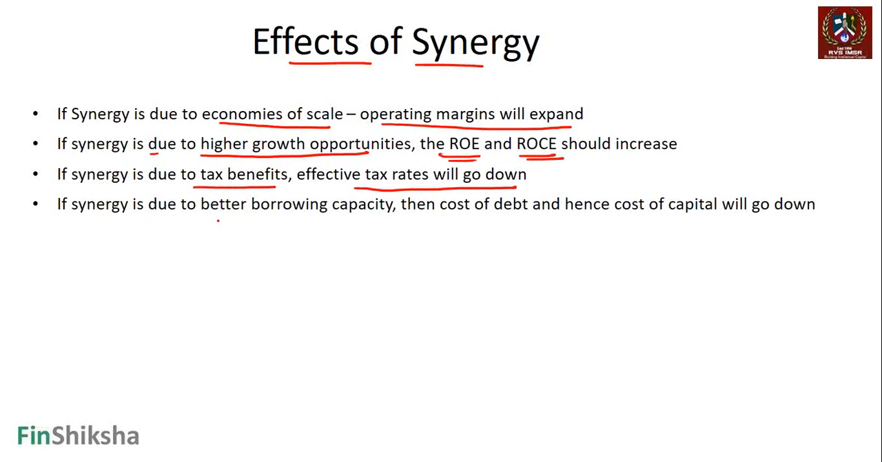Finally, if synergy is due to a better borrowing capacity, then cost of debt will go down and consequently weighted average cost of capital will go down, right? In mergers, you could probably have a combination of some of these or all of these present. So it's quite possible that it's not just one single entity or thing that you're looking at, but possibly the combination that's happening because of the entire set of entities that's coming out, right?